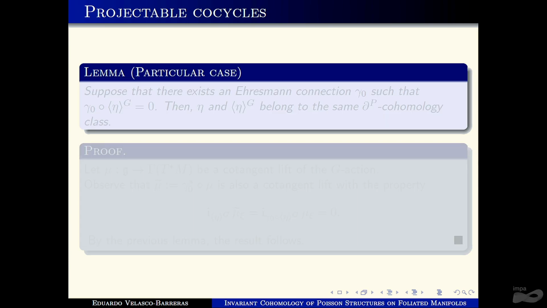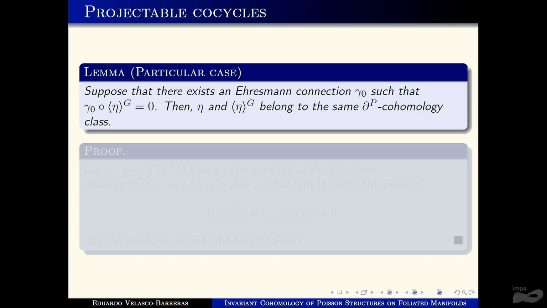And finally, we also have this particular case. If there exists an Ehresmann connection such that the image of the average cocycle lies in the horizontal distribution of the Ehresmann connection, then the cocycle and its G-average belong to the same cohomology class.